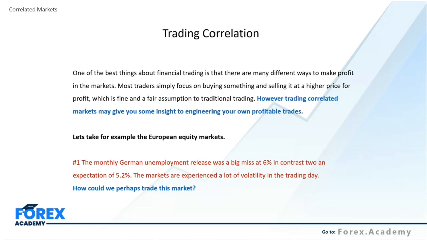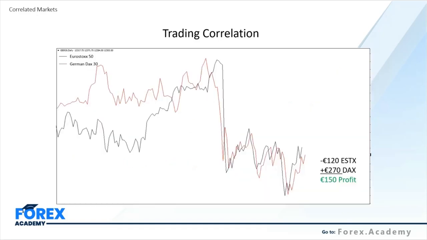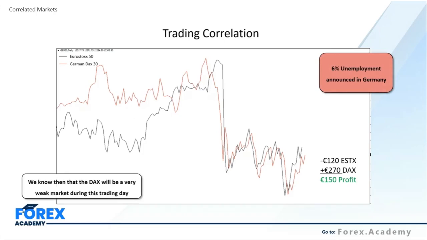So how could we perhaps trade this market? How could we look at correlations to avoid the volatility and engineer a profitable opportunity for ourselves? Well, here we have two markets, and I've just outlined one trade for us as well. We have the Euro Stoxx 50 and the German DAX. Now, we know that there is going to be a move in this market, more likely to the downside, given that it's a very poor economic figure in Germany. 6% unemployment is announced. We know that the DAX will be a very weak market during this trading day.